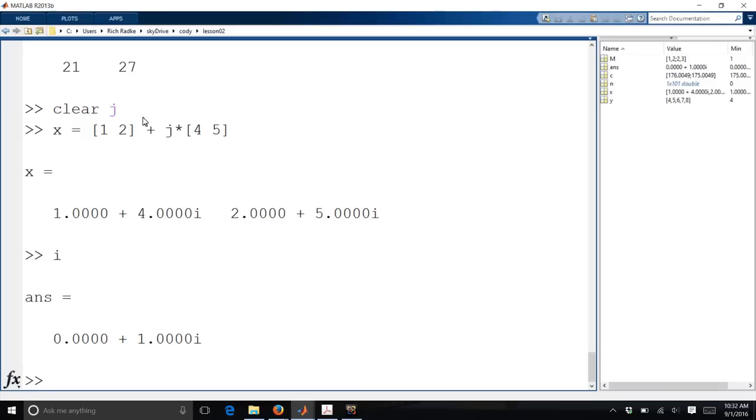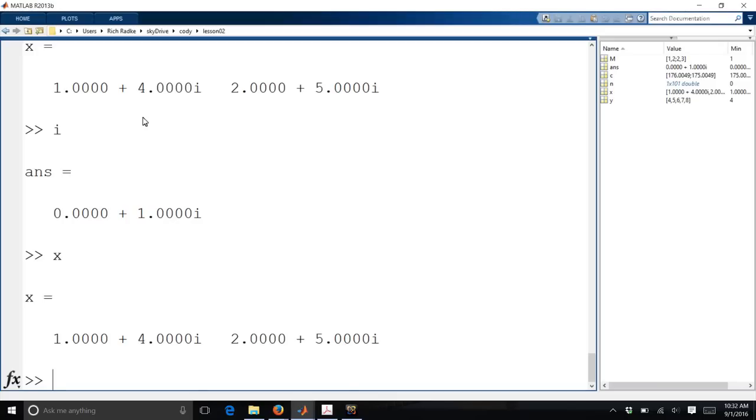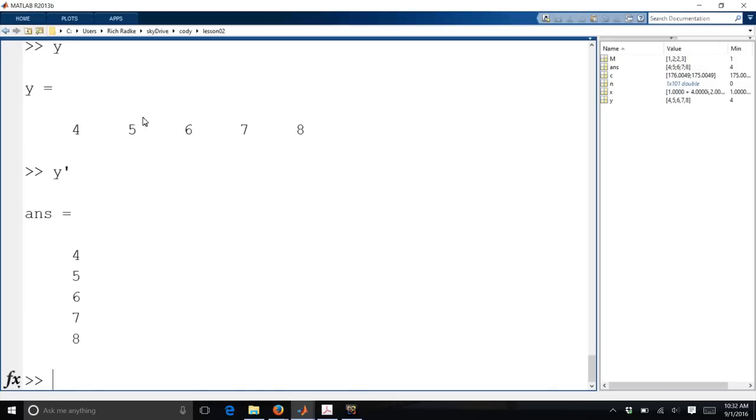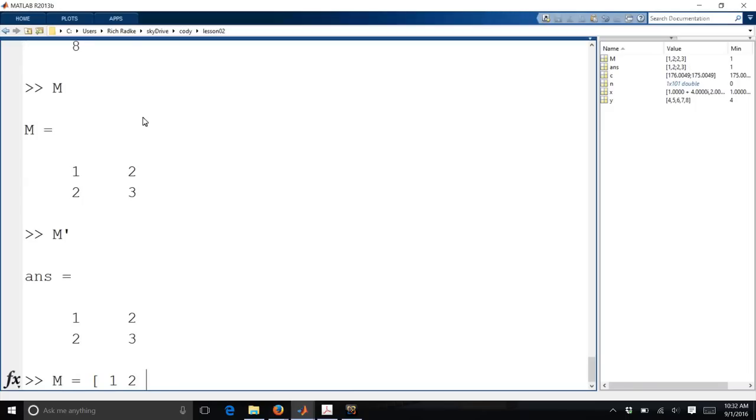So I mentioned transpose, right? Definitely a lot of times you have to worry about what the orientation of a matrix is. So if I have y and I do y transpose, that basically just flips rows to columns and vice versa. And the same would apply to matrices, right? So if I have something like this, M transpose flips the rows and the columns.